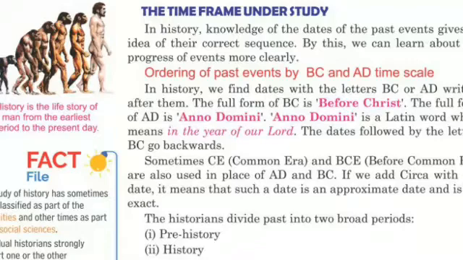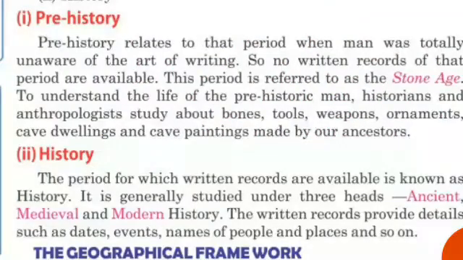The historians divide the past into two broad periods, prehistory and history. Students, prehistory relates to that period when man was totally unaware of the art of writing, so no written records of that period are available. This period is referred to as the Stone Age. Second, history. The period for which written records are available is known as history. It is generally studied under three heads: ancient, medieval, and modern history.